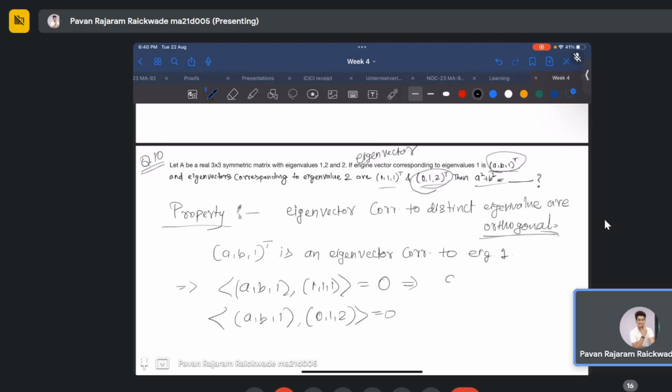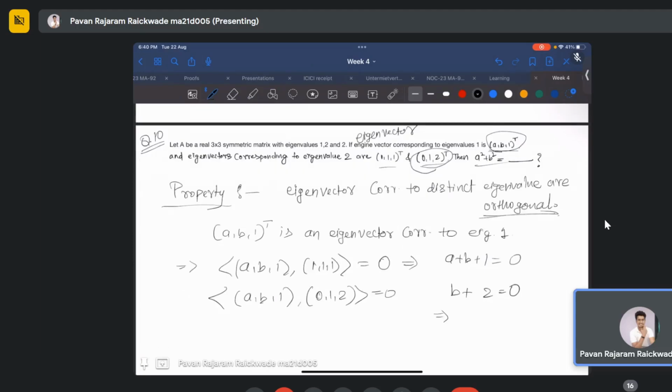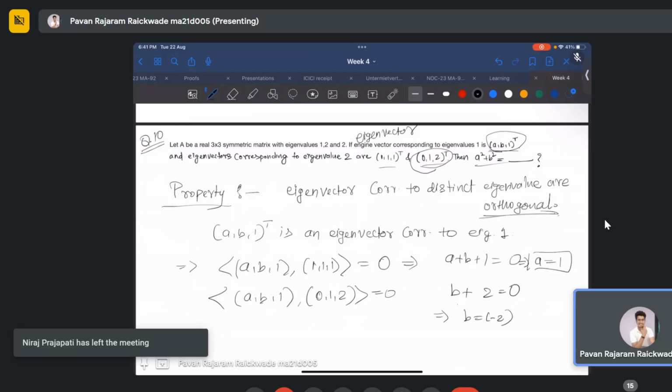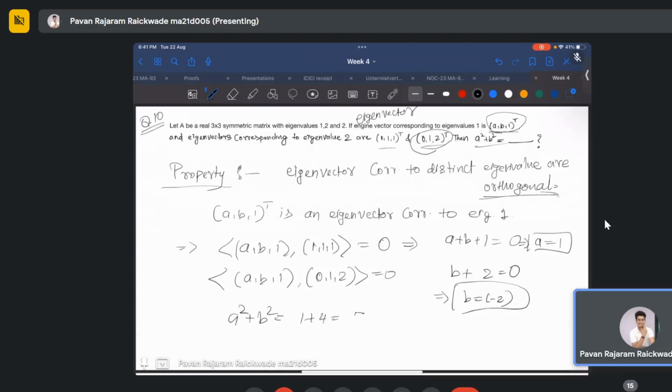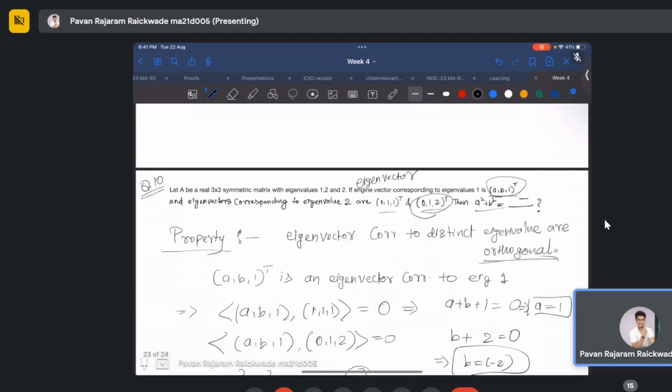What do you get from here? A plus B plus 1 is 0 and B plus 2 is 0. Simply you get B as minus 2 and you get A as minus 2 plus 1 minus 1 is 1. What is A square plus B square? 1 plus 4, it's 5. Yeah, the answer is 5. Surprising.